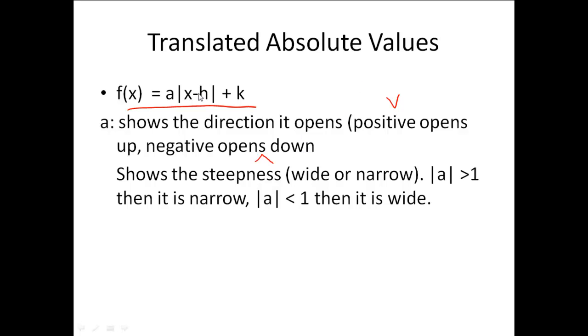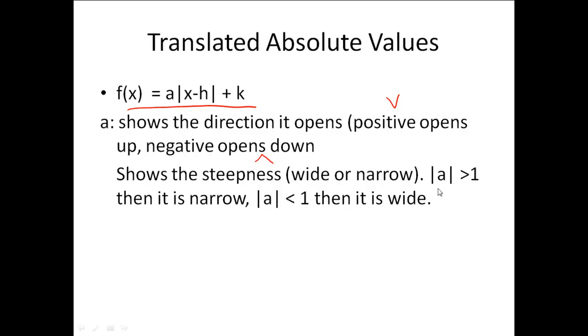That was opening up or opening down, and that was determined by the sign. So if your a is positive, so if the number being multiplied by the absolute value is positive, it's going to open up. If the number being multiplied by the absolute value is negative, it's going to open down. And then the second thing that a showed us was the steepness, or how wide or how narrow it is.